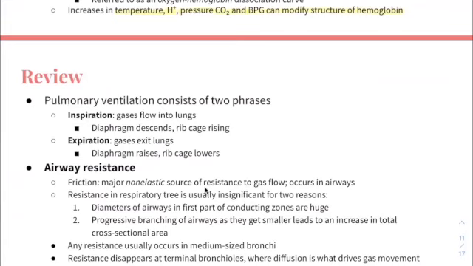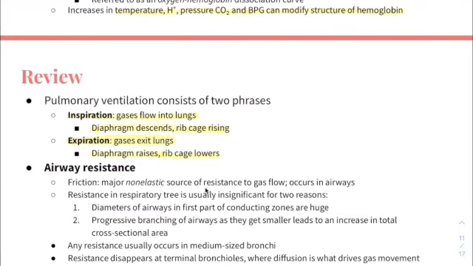This really is out of order. So, sorry, inspiration: gases go into the lungs, the diaphragm descends, the rib cage rises. Expiration: gases exit the lungs, the diaphragm rises back up, and your rib cage is going to lower.